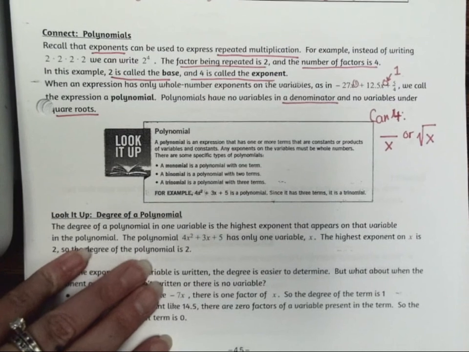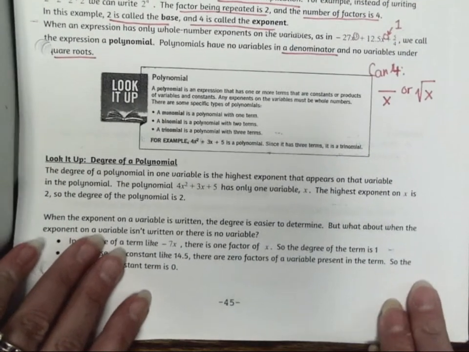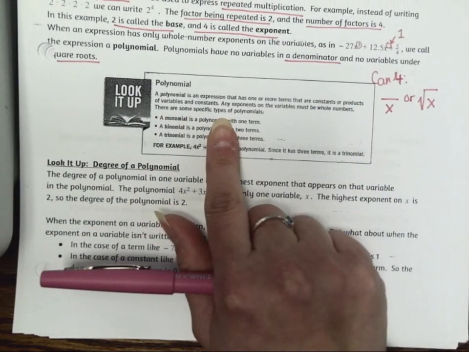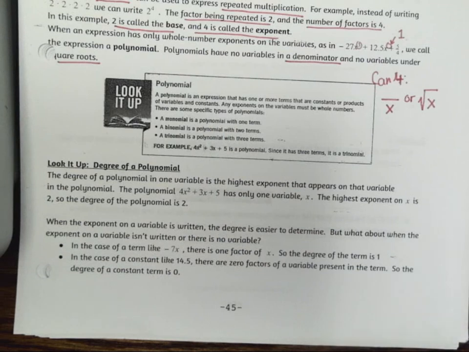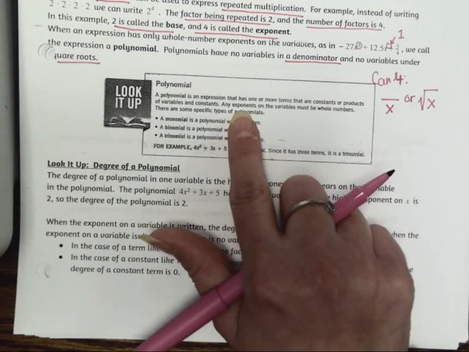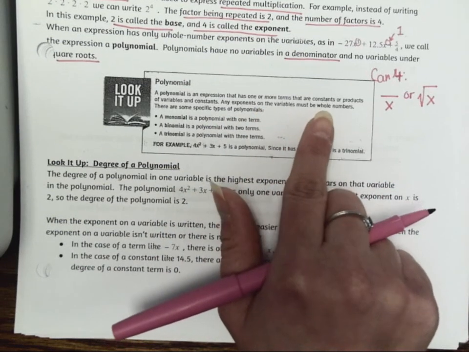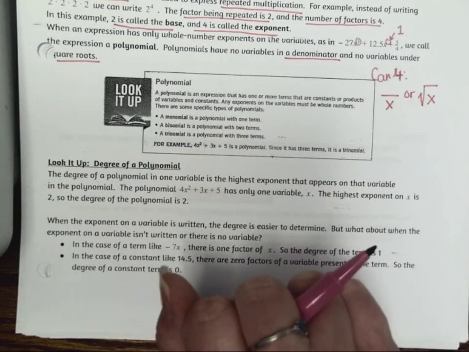So, a polynomial is an expression that has one or more terms that are constants or products of variables and constants. So really, they're just more than one. They're one or more terms. Any exponents on the variables must be written as whole numbers.